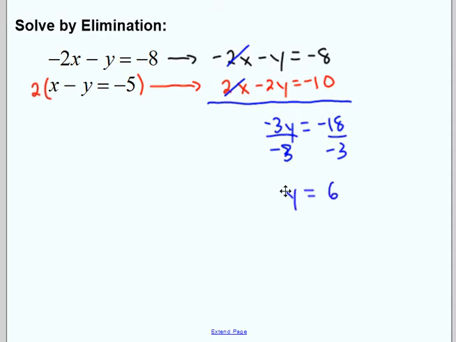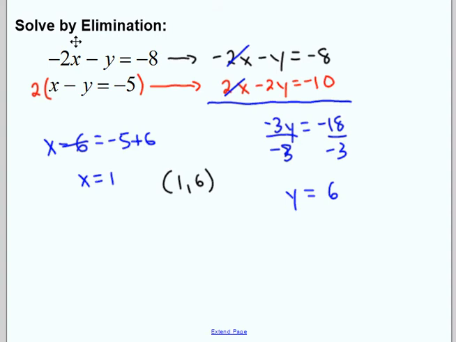Okay, now, once I get my y, I want to plug it into one of the other equations to find my x. I think I'll plug it in this bottom one here. So I've got x minus y, which I'm going to replace with 6, equals -5. So I bring the 6 over here, it becomes positive. -5 plus 6 is 1. So I'm going to say the point where these two lines intersect is the point when x is 1 and y is 6.